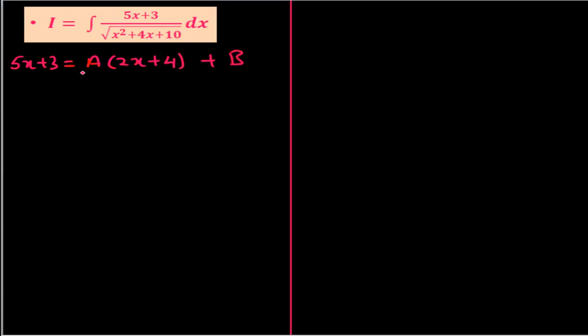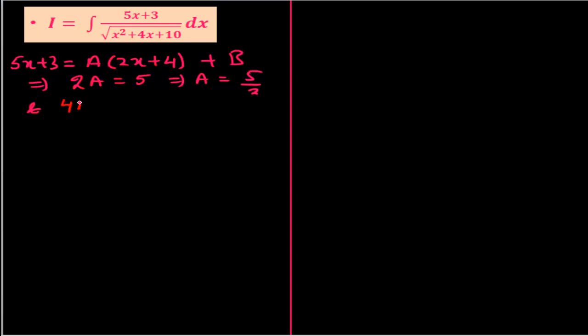Now what? Equating the coefficient of x. This means because they both are equal, the like terms on both sides will be equal. So this will imply 2a is equal to 5, which means a should be 5 by 2. And what else? Equate the constants.